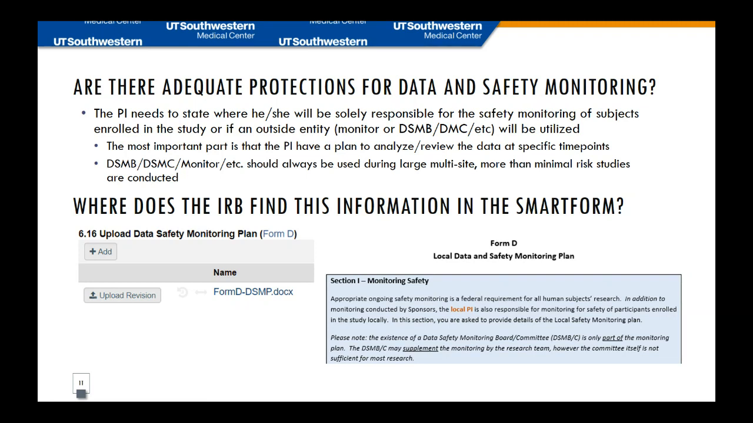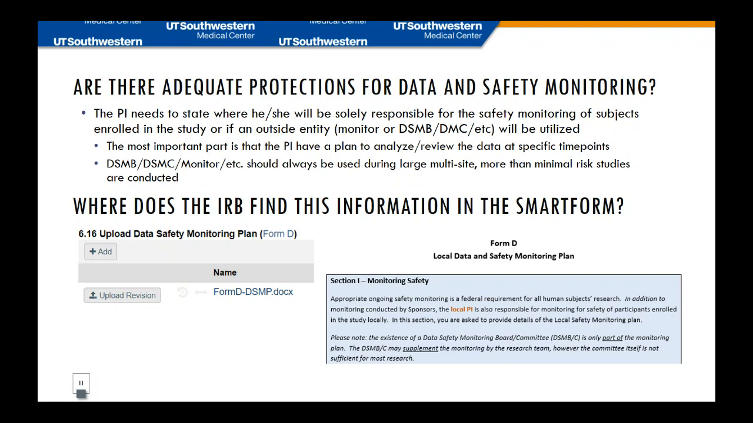We have a lot of names for these, but whether there's going to be an outside group monitoring all of the data for all the subjects enrolled in the study. The most important part is that the PI has a plan to analyze and review the data at specific time points. So then the DMC, the DSMB, the monitor, they should always be used when you have large, multi-site, more than minimal risk studies. So where do we find this information in the SMART form?